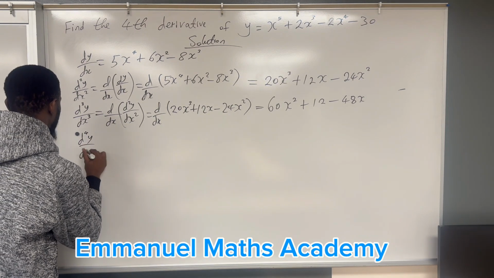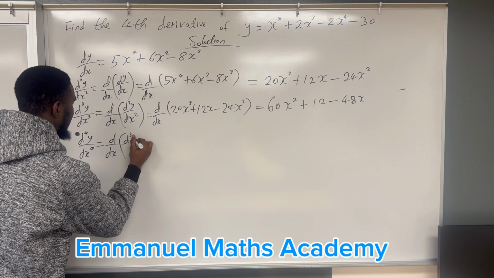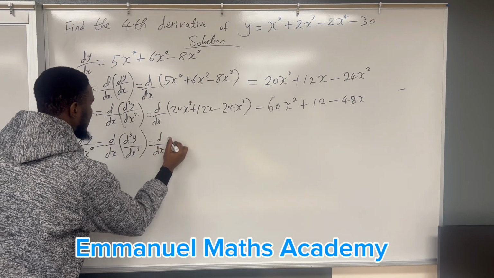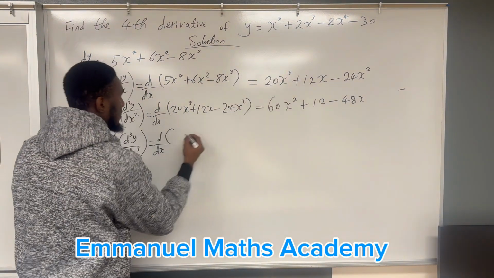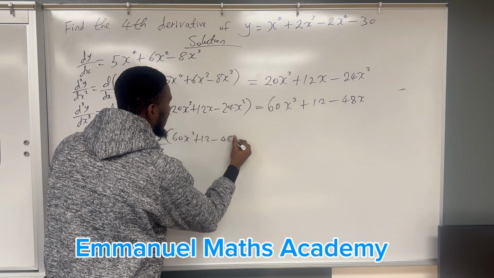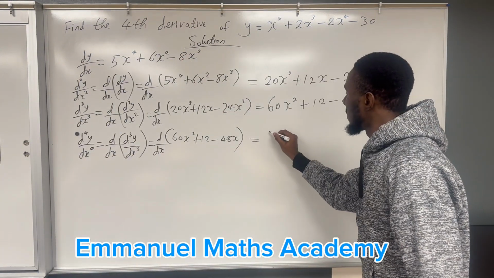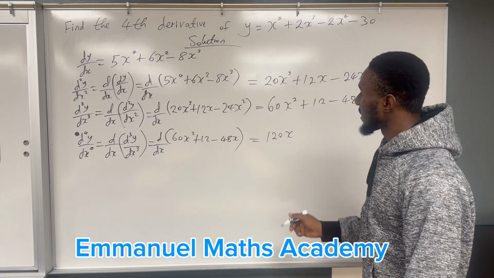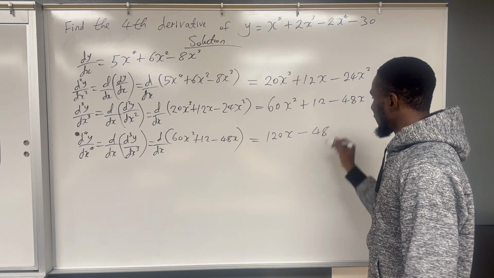So if you differentiate again, we have d power 4 y over dx power 4 equal to d over dx of d power 3 y over dx power 3. So we are differentiating this third derivative again. From here you have 60x power 2 plus 12 minus 48x, which is equal to, this will give you 120x, plus 0, this is now a constant, it will be 0. You now have minus 48. As simple as that.